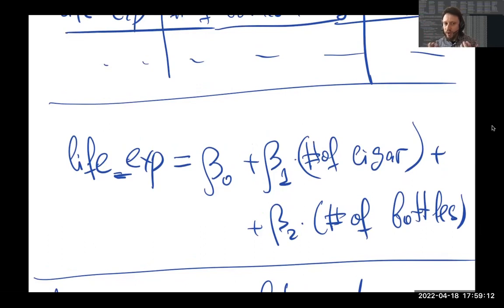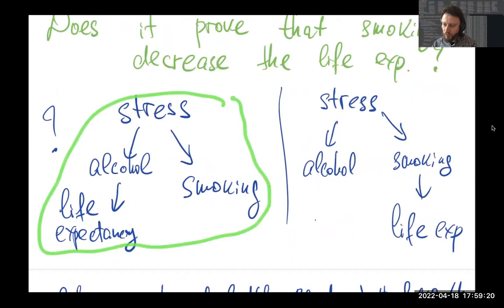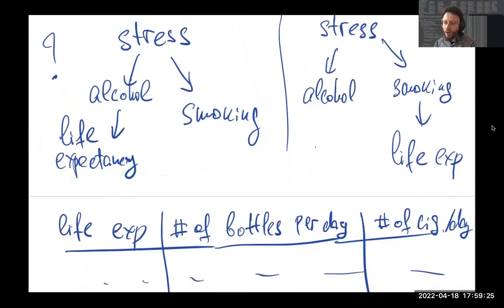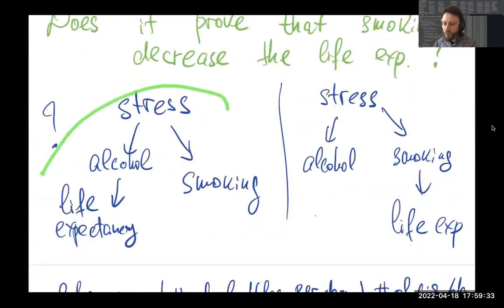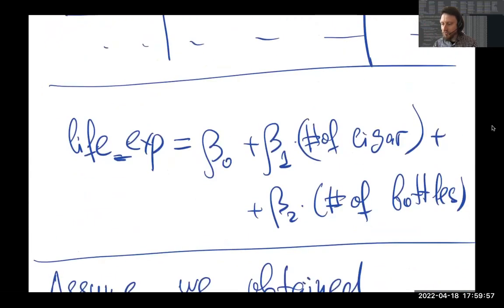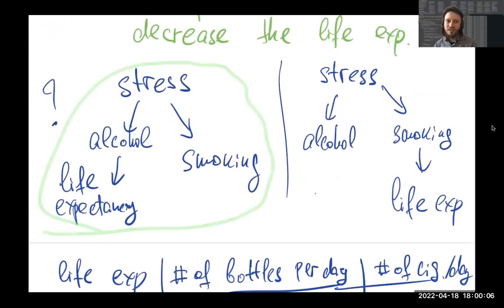Basically, if we believe in this picture, then we are not expecting to see any effect here at all. If we believe that the only reason of decrease of life expectancy is alcohol, when we fix alcohol and compare only people with the same amount of alcohol consumption, we are not expected to see any difference in life expectancy among them, if we believe in this picture. So vice versa, if we see that we have an effect here, we have to reject this picture. This is my point.